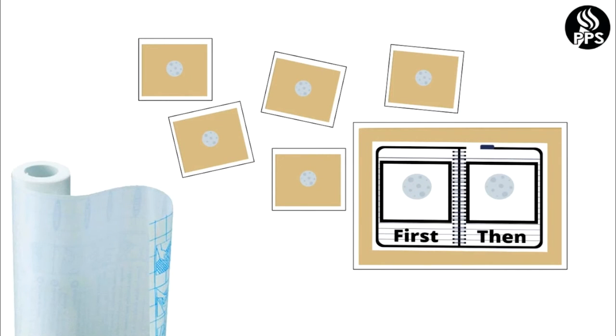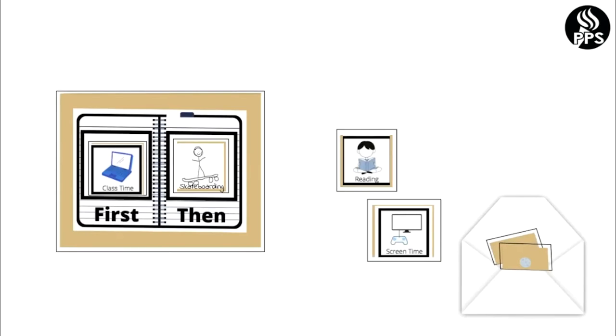Laminate or cover each picture with clear contact paper. Put a small piece of Velcro on the back center of each picture. Use the same type of Velcro for the back of the pictures, and use the opposite type of Velcro on the First-Then board. Here is the example of a completed First-Then board.